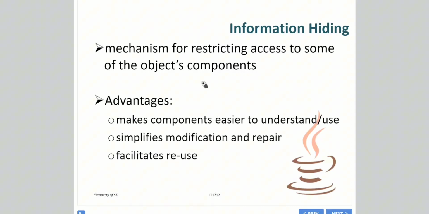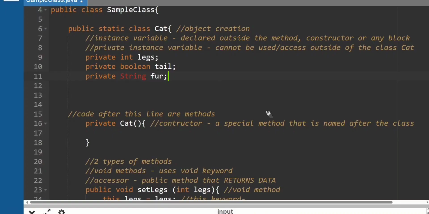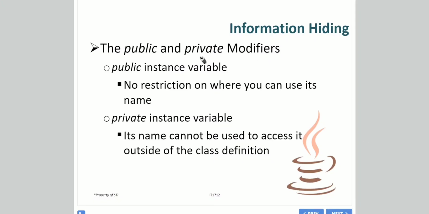Now let's talk about information hiding. When we talk about information hiding, it is a mechanism for restricting access to some of the object's components. Let's talk about the advantages. So it makes components easier to understand or use, simplifies modification and repair, and facilitates reuse. Next, we are going to talk about public and private modifiers.